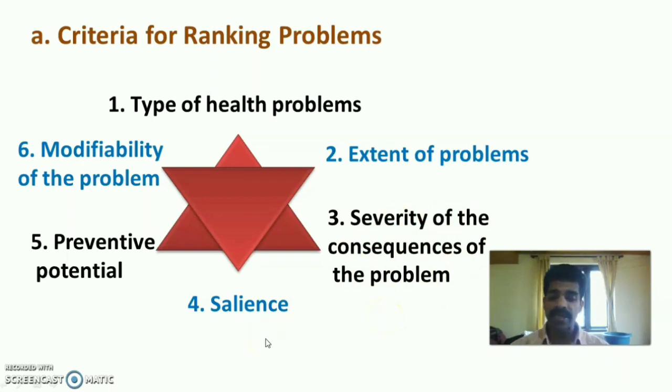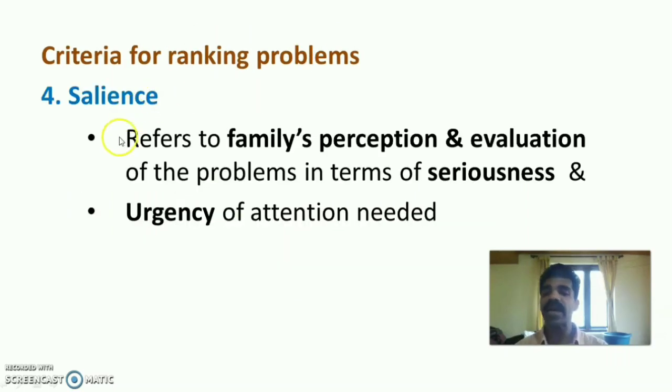Then salience. Salience is nothing but the perception of the family members of the significance or need of this particular problem to be dealt with during the community health nursing process. So salient feature refers to the family's perception and evaluation of the particular problem in terms of its seriousness and urgency to be attended. So urgency of attention needed. So the family's perception and evaluation of a particular problem is called salience.